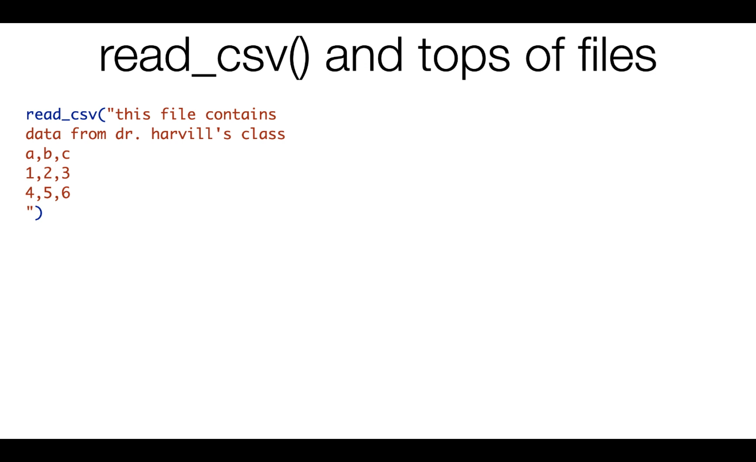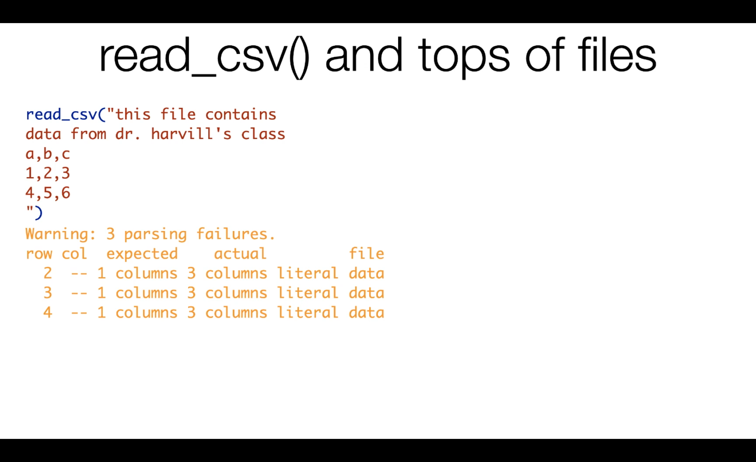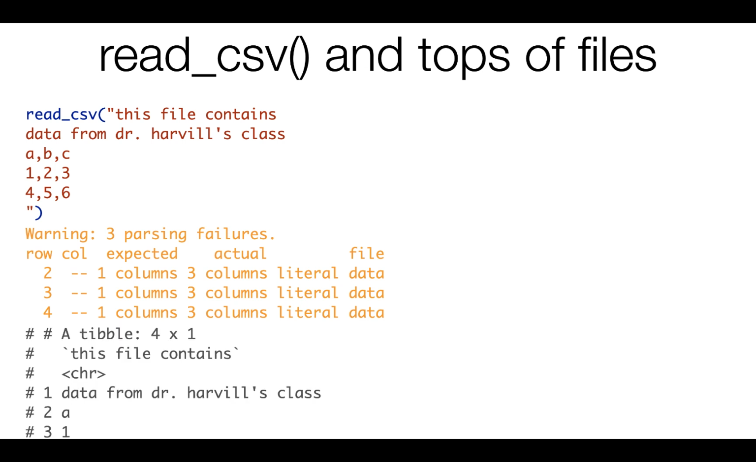So in this case, it says this file contains data from Dr. Harville's class. And when you try to read it in, it'll give you these parsing warnings. We're going to see these throughout this video. And it'll return a tibble, but the tibble is totally different from the tibble that you would want. The problem here is those first two rows. This file contains data from Dr. Harville's class. Those are not actually data, and whoever created the file did not intend for them to be read in directly.